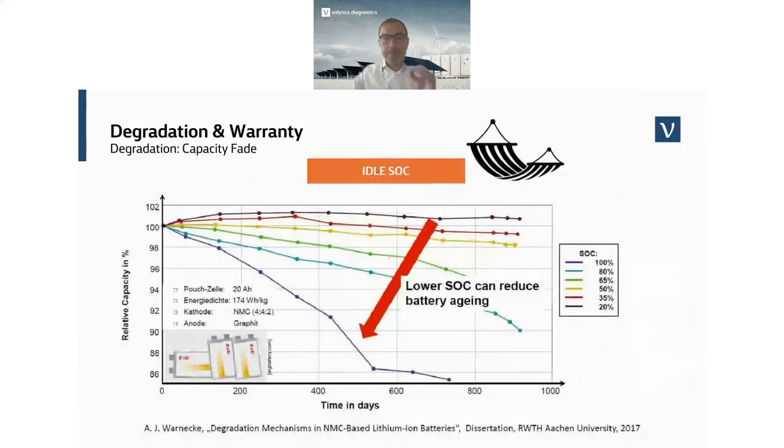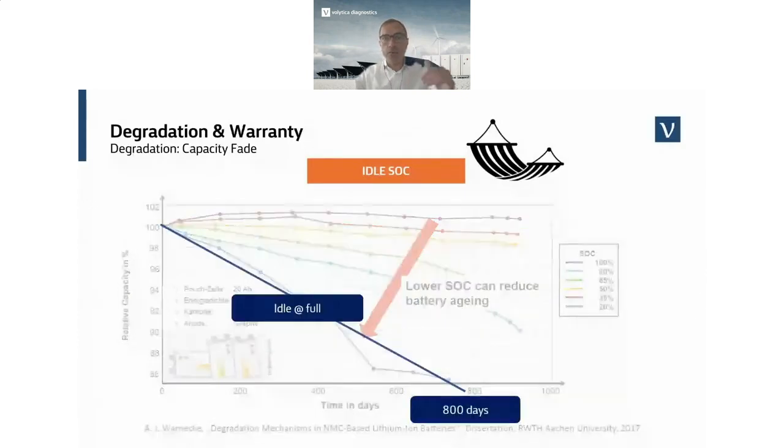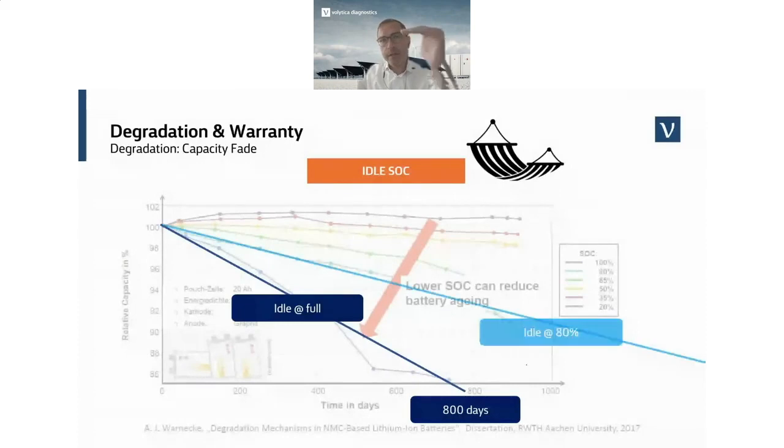Another thing, if you don't operate your battery, but just let it stand around, let it chill, or as we say, idle. It's not used, it's just standing around. Also, this influence can be heavy. If you let it idle fully charged, 100%, in this case, it will be dead after 800 days. But if you reduce it to 80%, it will live 2 times as long.